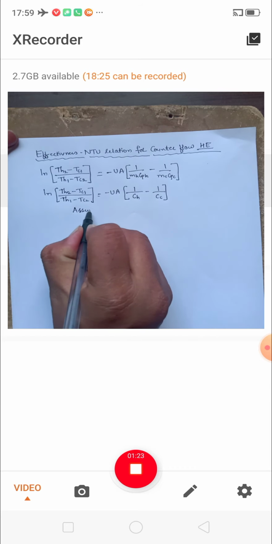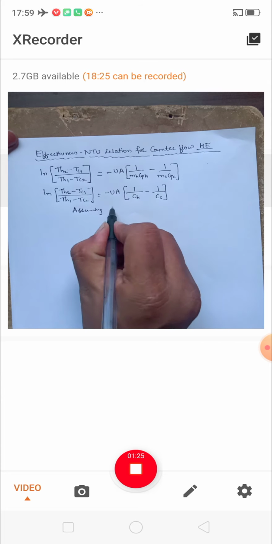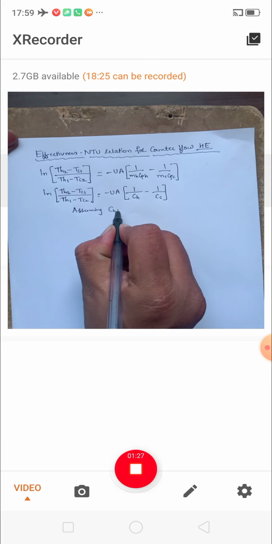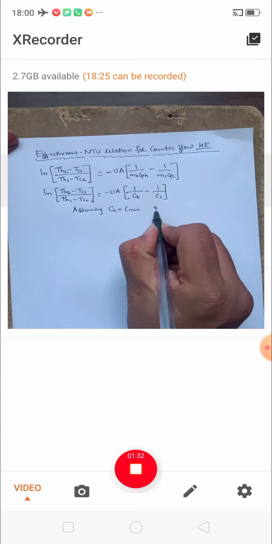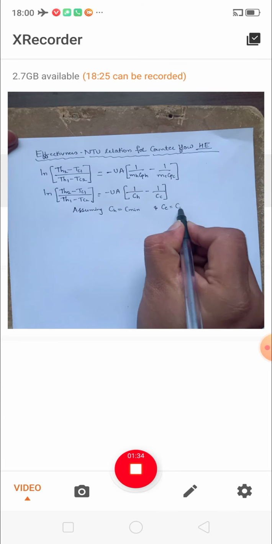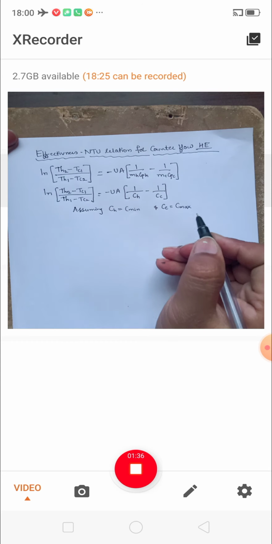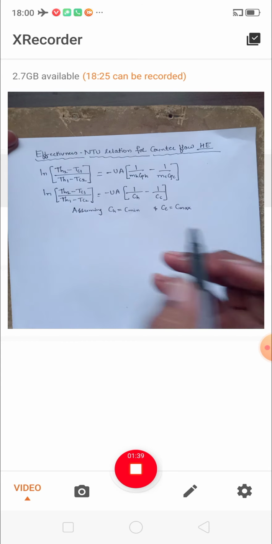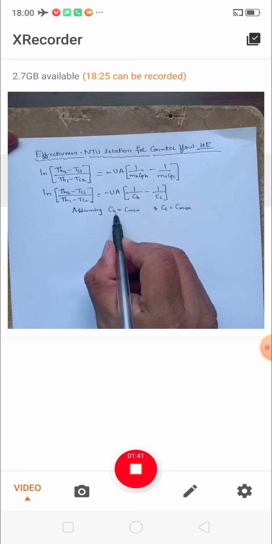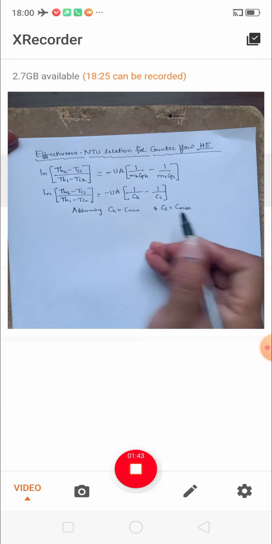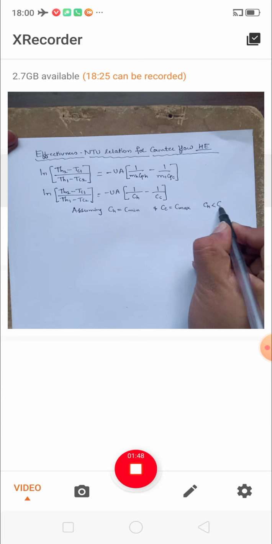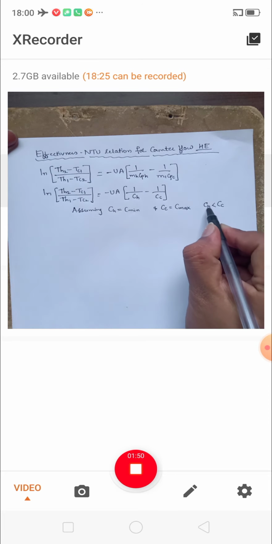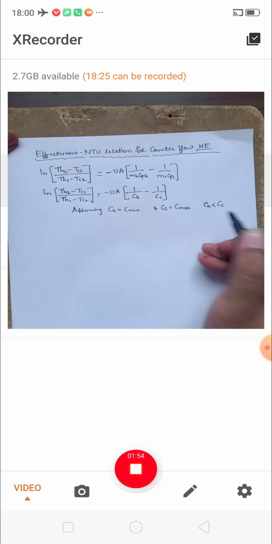Now, assuming CH as C minimum and CC as C maximum, I can assume any one of the fluids. I can assume CC as the C minimum and CH as the C maximum. In this condition, CH is less than CC. So whichever value is lesser, we are going to consider that as the minimum value.